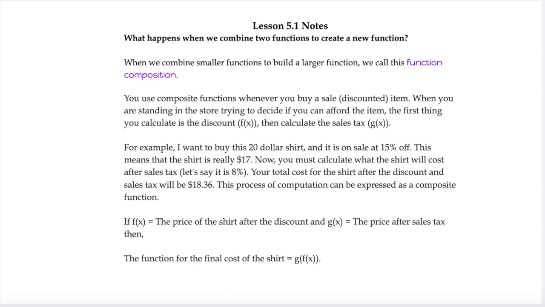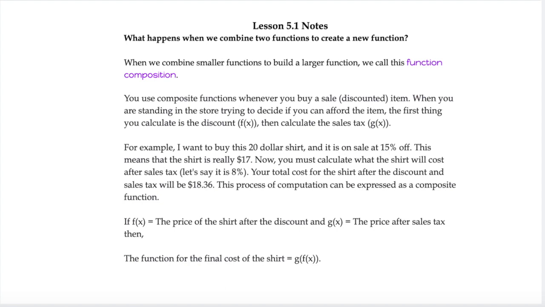So our first function is the discount function. And once we figure out the discount, then we're applying sales tax to our item. As an example, if I went to buy a $20 shirt and it's on sale at 15% off, this means that our shirt is $17, and now we must calculate what the shirt will cost after sales tax. Let's just round it to 8%. Your total cost for the shirt after the discount and sales tax will be $18.36.